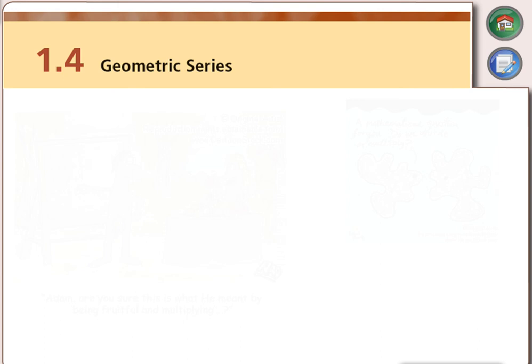Geometric series. Now we're at 1.4, kind of combining what we've learned in the past few lessons. We know that geometric is talking about multiplying by a common ratio. And series from 1.2, when we did arithmetic series, series was taking the sequence, commas in between, and adding it up, or the sum of all of the terms of the sequence.